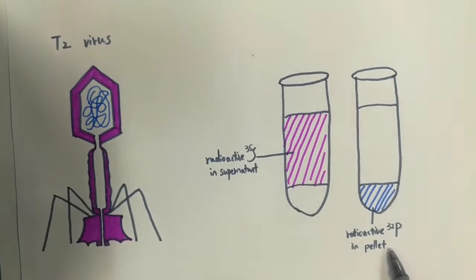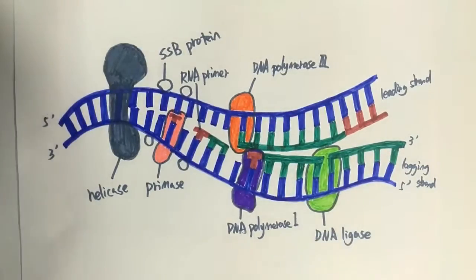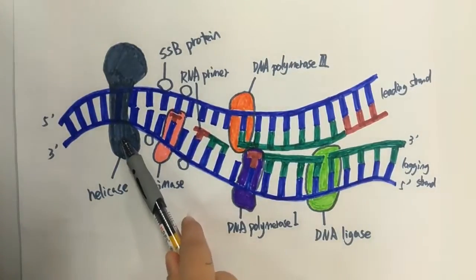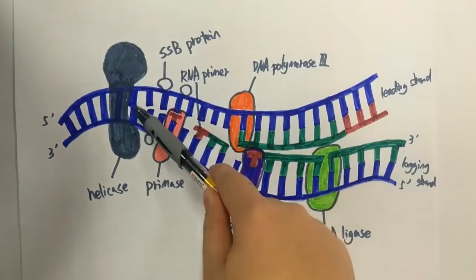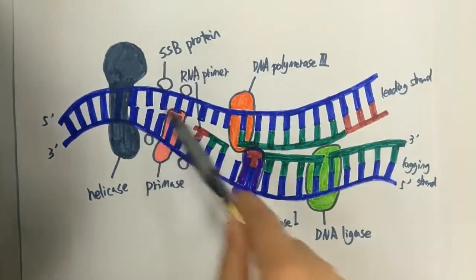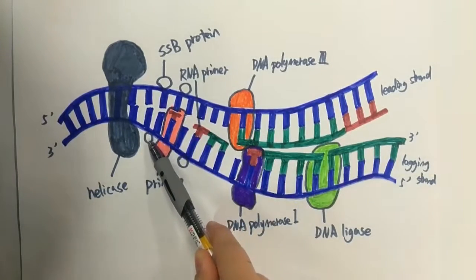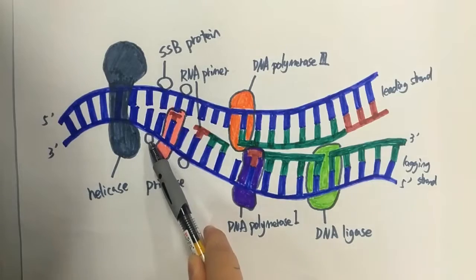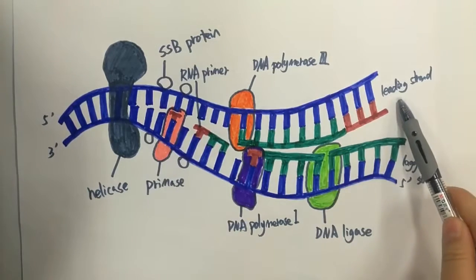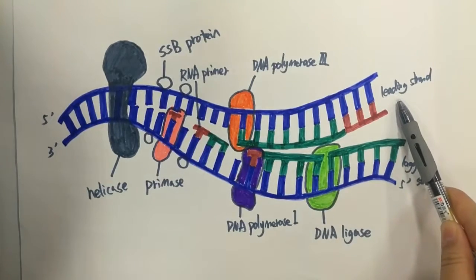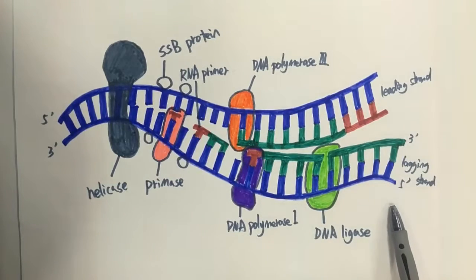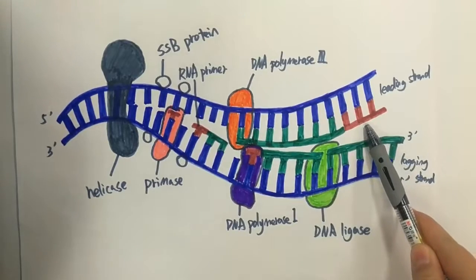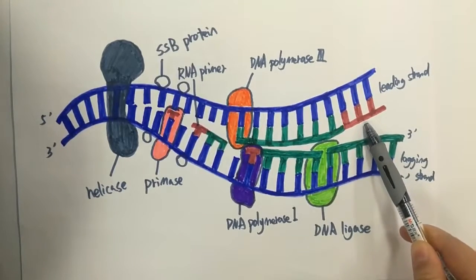The first stage of DNA replication is that the enzyme called helicase unwinds the two strands of DNA, and the replication fork is formed. Then single-strand binding proteins bind to each strand to keep them separated during the replication. The strand from 3' to 5' is called the leading strand, and the strand from 5' to 3' is called the lagging strand. And primase adds a short section of RNA primer on the leading strand.